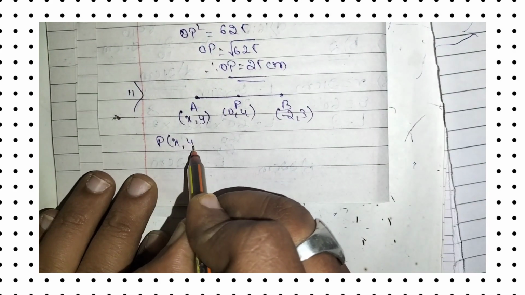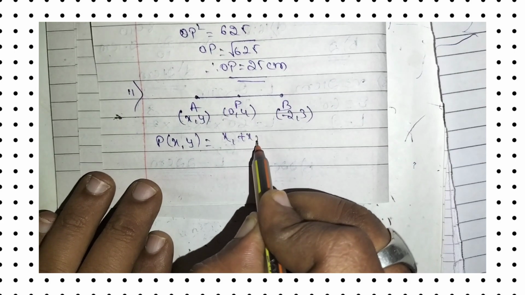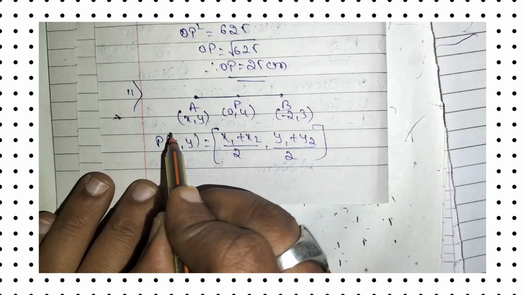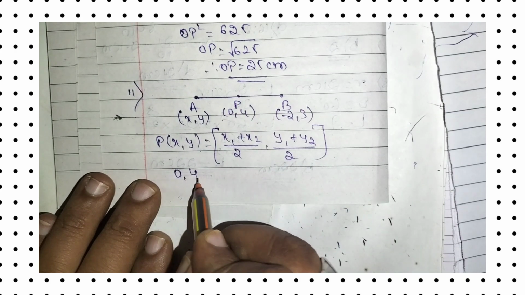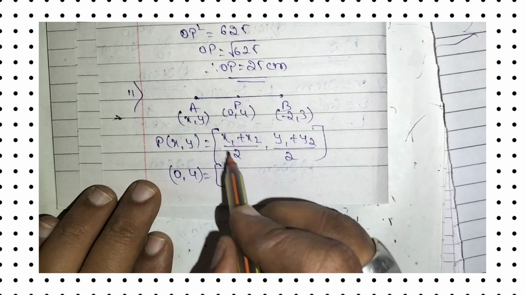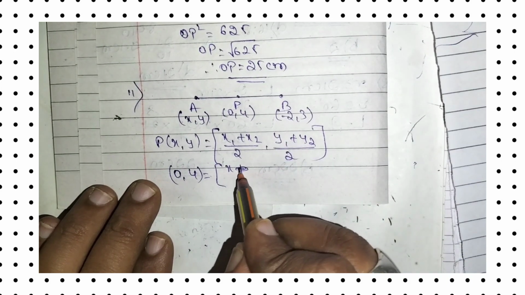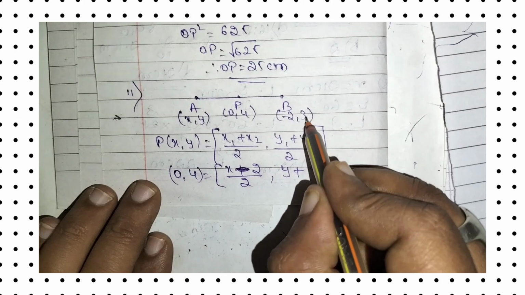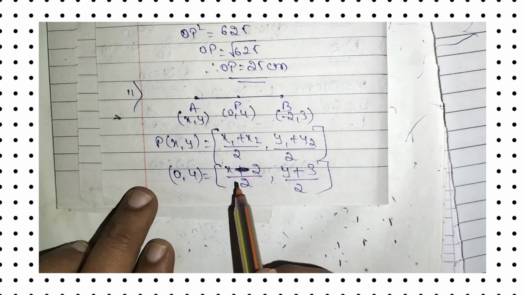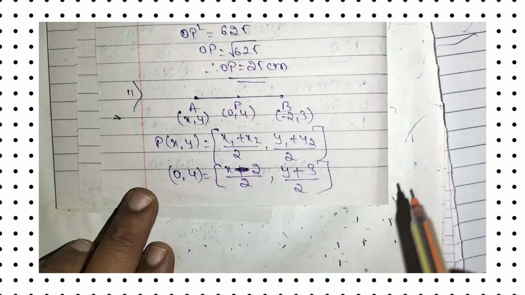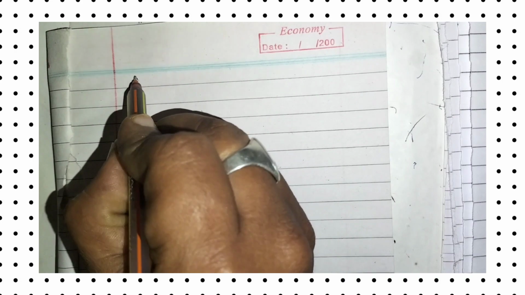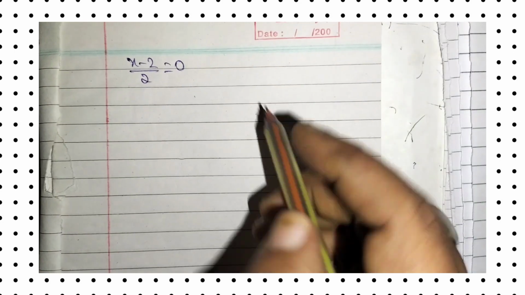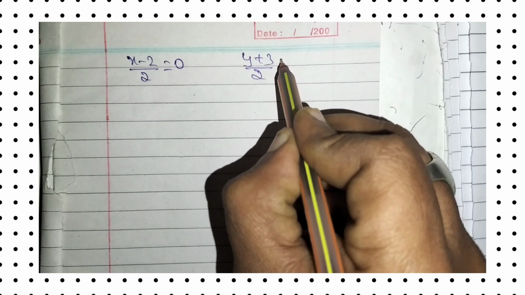So P(x, y) is equal to (x1 + x2)/2, (y1 + y2)/2. This P(x, y) is (0, 4), which is equal to (x + (−2))/2, (y + 3)/2. So (x − 2)/2 is equal to 0, and similarly (y + 3)/2 is equal to 4.